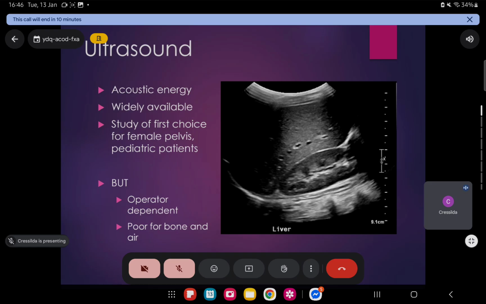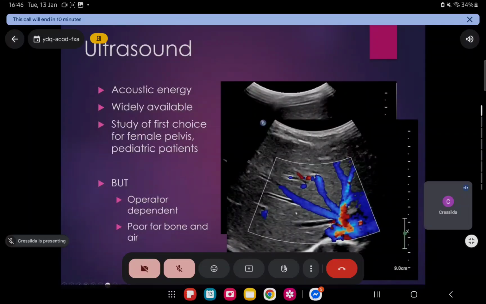So there are instances wherein it depends on the expertise, how advanced or how experienced your operator is. And in patients who are very gassy, it is very poor for this. So if you have a patient who has a lot of gas within the bowel, when you do the ultrasound you can't see anything.